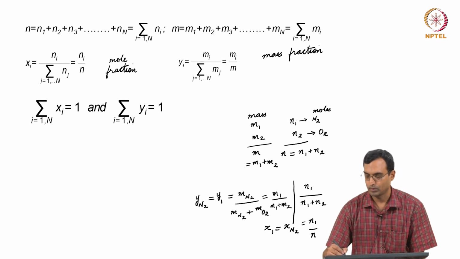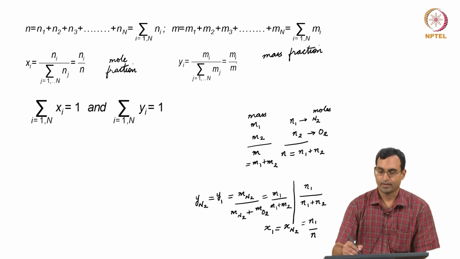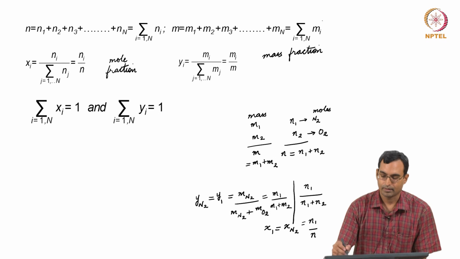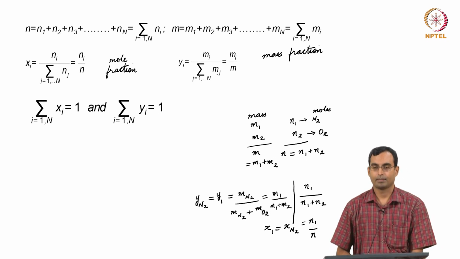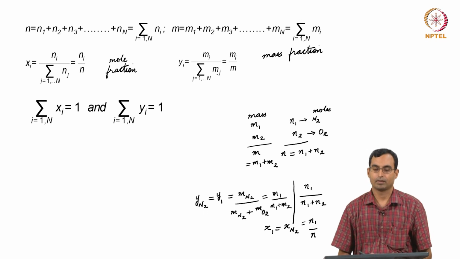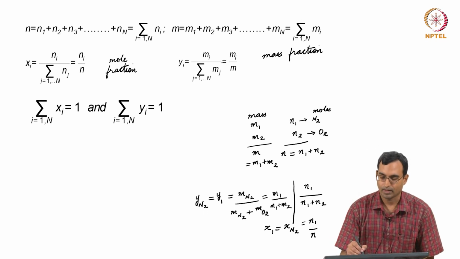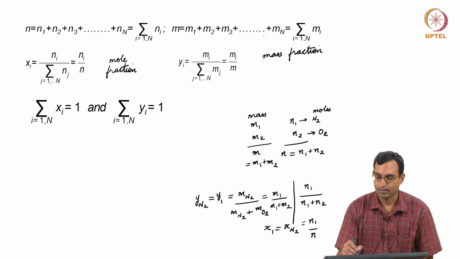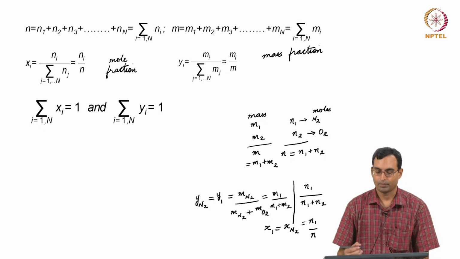If I want N2, i is 1. If I want O2, i is 2, and so on. So, mi divided by the total mass, which is m, and the total mass we saw from here is the sum of m. So, we have here mi by the sum of mj, where j is 1 to n. The bottom essentially says that we should sum up all the masses of the individual components, and the ratio is what we call the mass fraction.